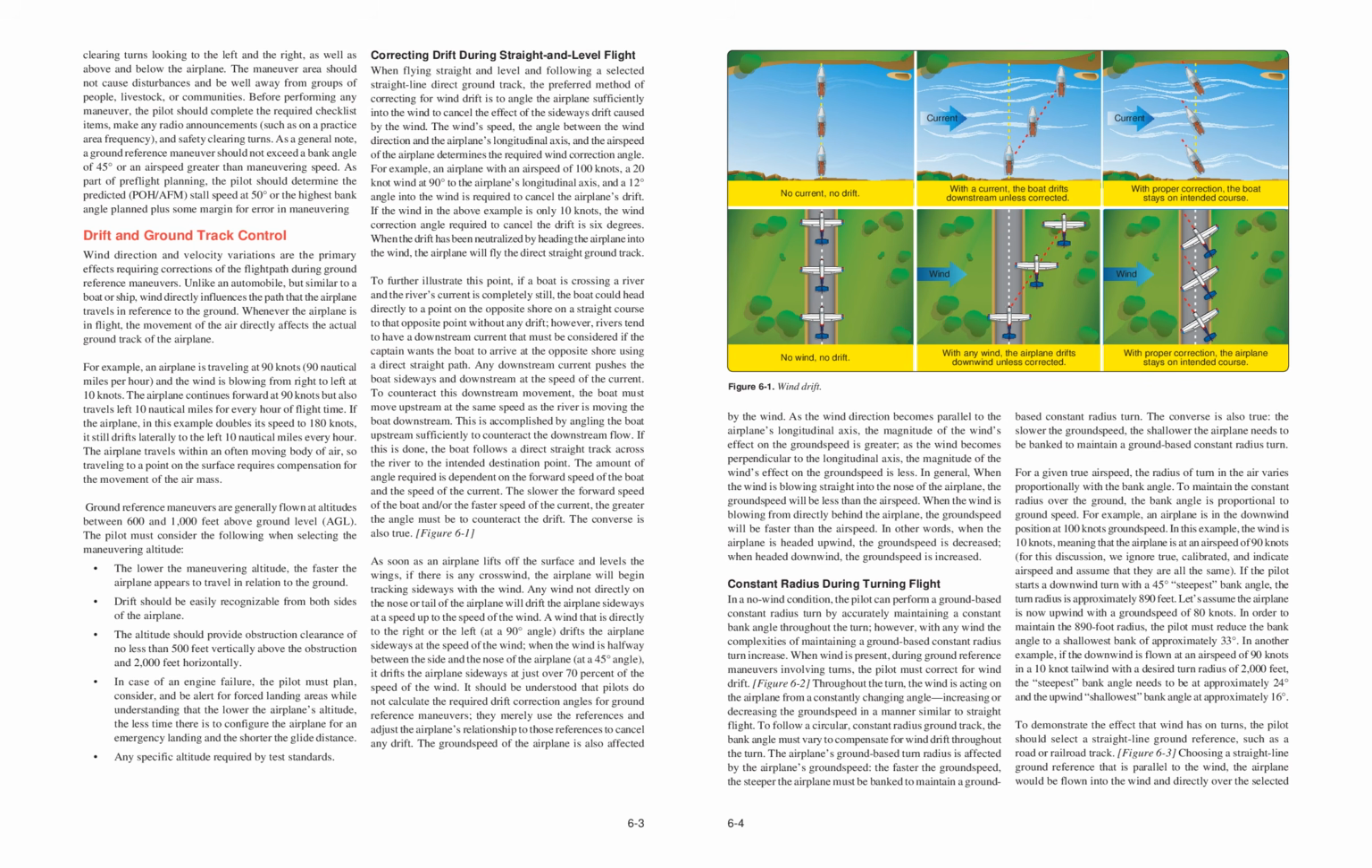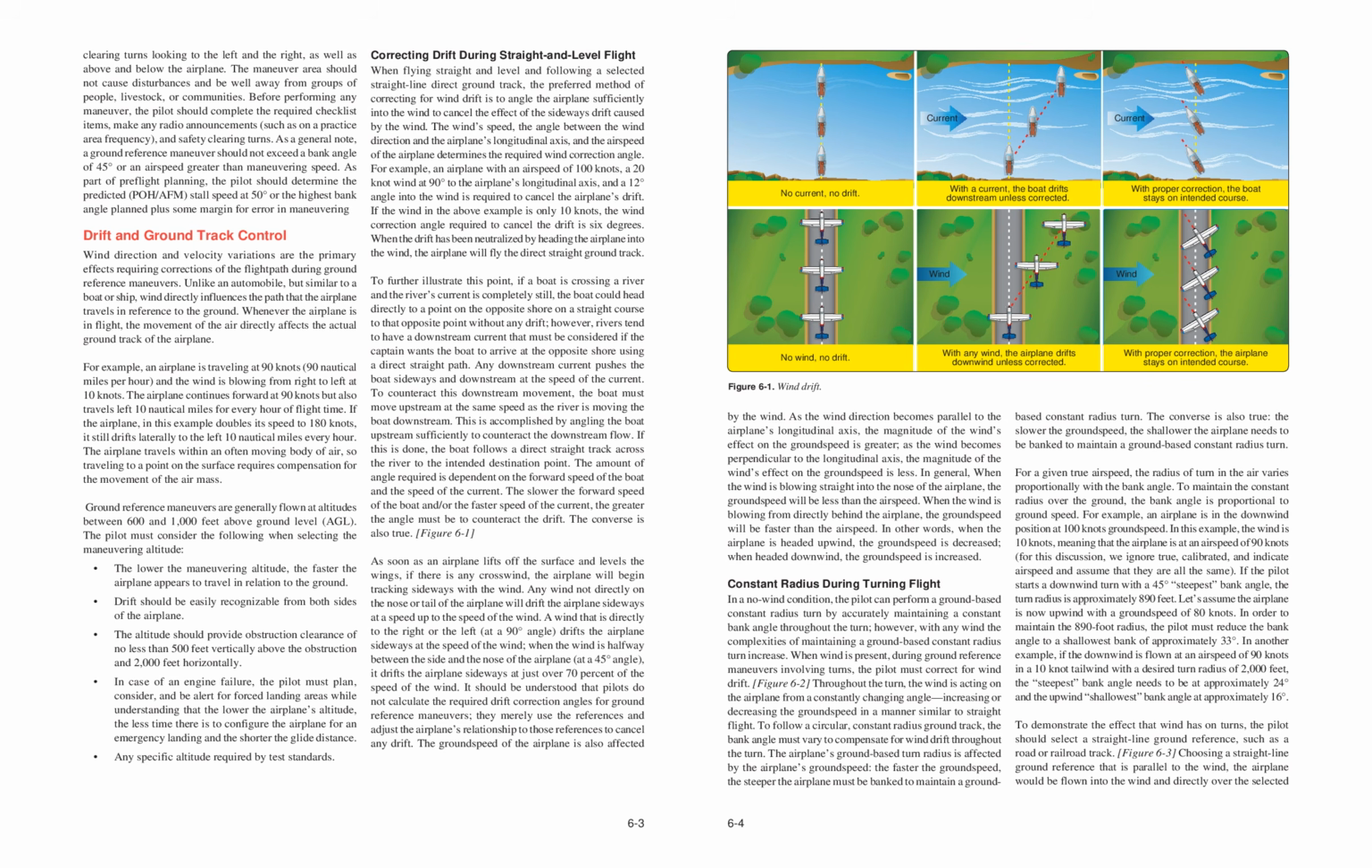It should be understood that pilots do not calculate the required drift correction angles for ground reference maneuvers; they merely use the references and adjust the airplane's relationship to those references to cancel any drift. The ground speed of the airplane is also affected.